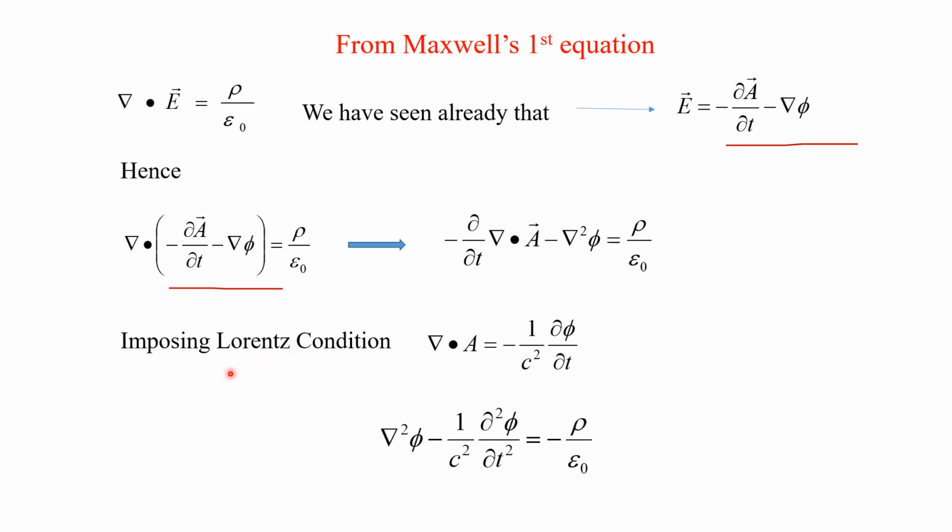Now imposing the Lorentz condition: according to the Lorentz condition, divergence A is equal to minus 1 over c squared delta psi over delta t. Here you can notice that I am replacing the divergence A by minus 1 over c squared delta psi over delta t. Instead of divergence A, I am going to introduce this one.